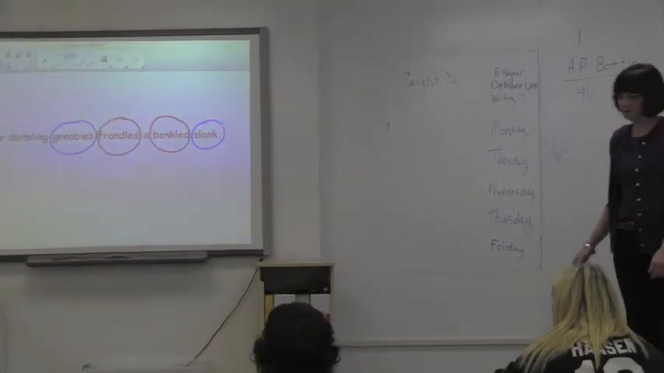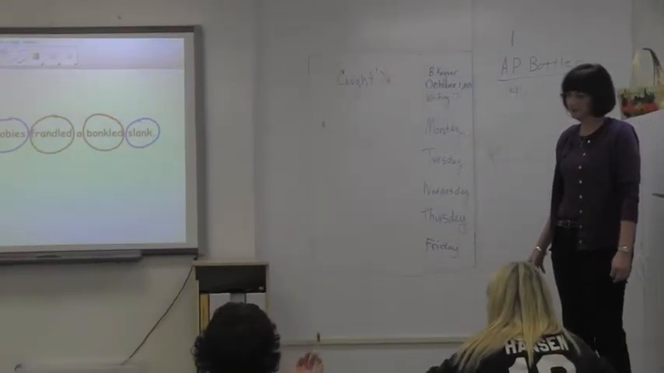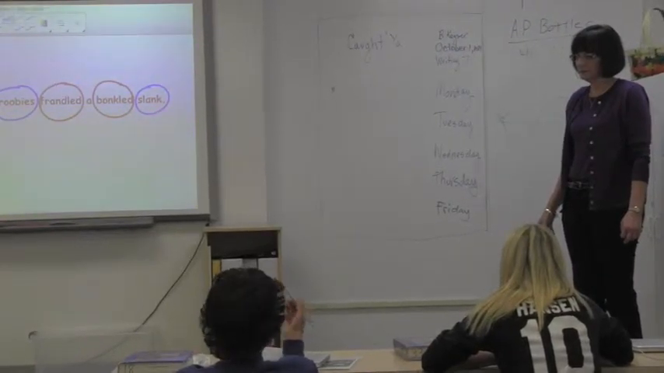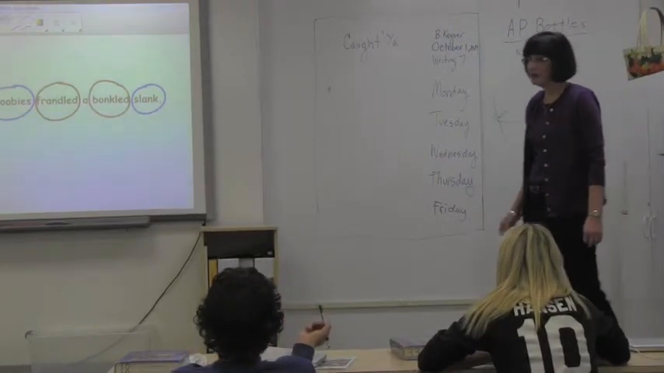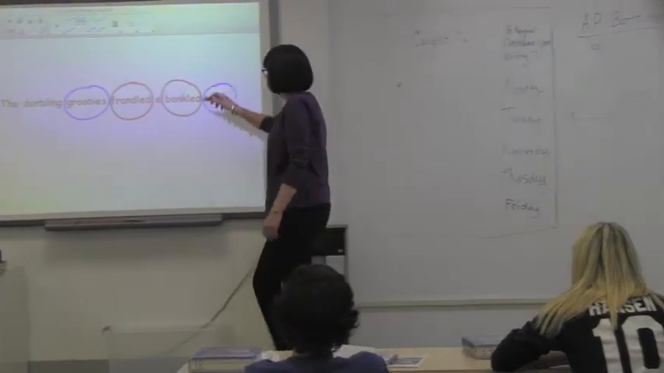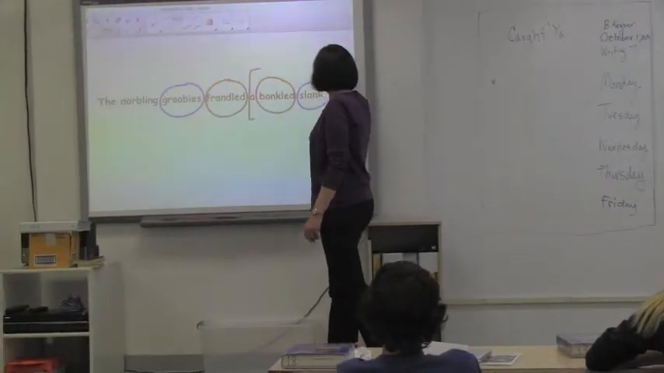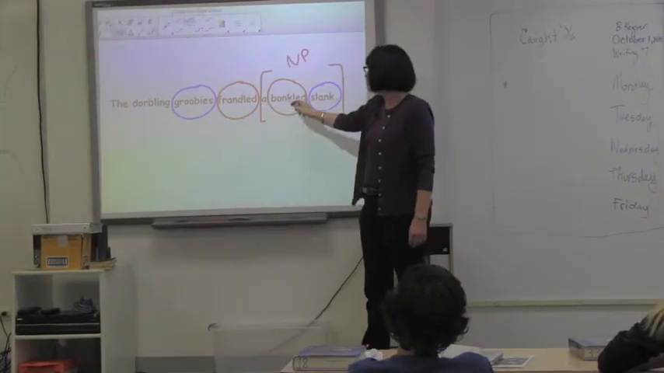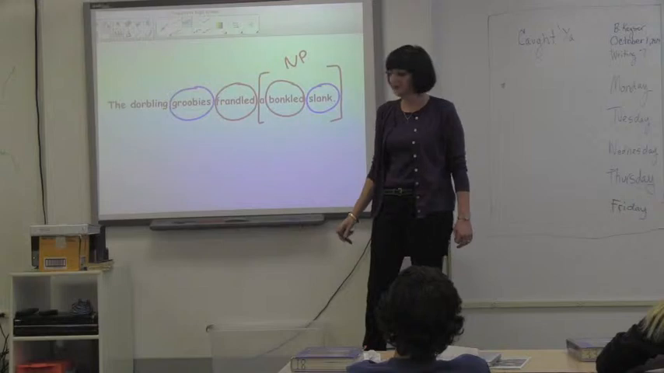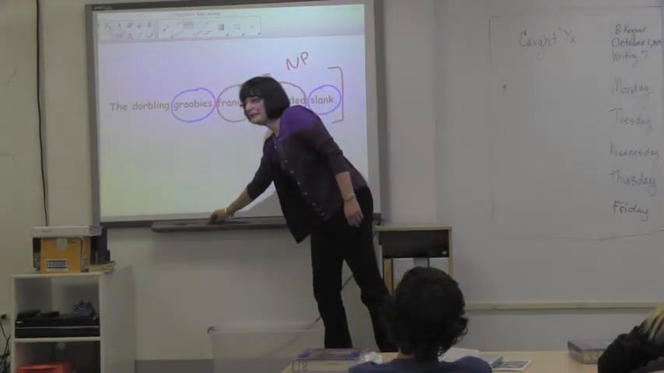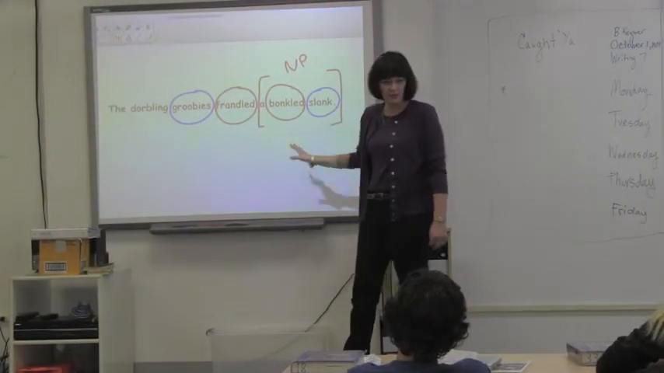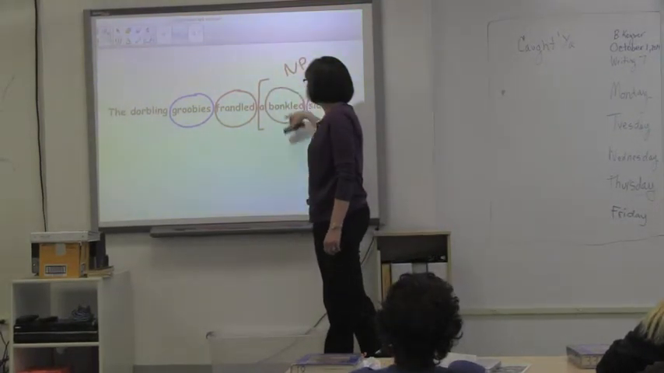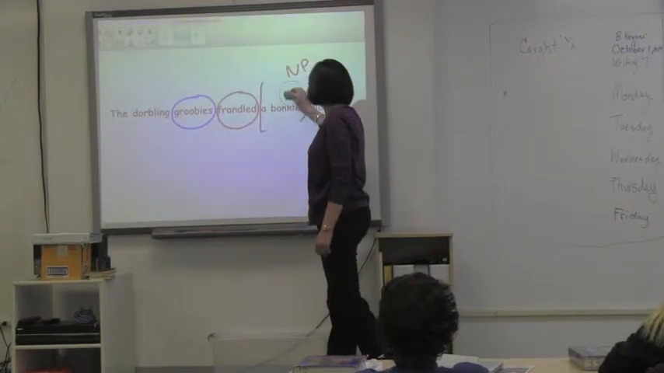Taryn? It's an adjective because it's a bonkled slank. So when the word's in front of a noun like that, it's usually an adjective. It's explaining the noun. Okay, so you're remembering what we did last year. This phrase is a noun phrase, and therefore this is an adjective. Yeah, good job. Even though it has an ed ending, it can be an adjective. Good. All right. So we've identified this as an adjective. Let's put this in green.